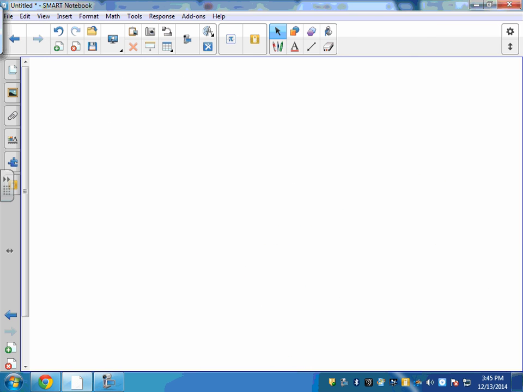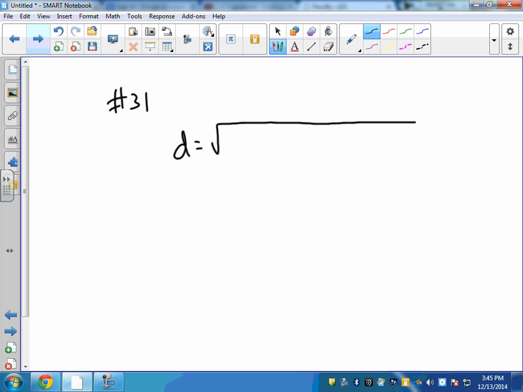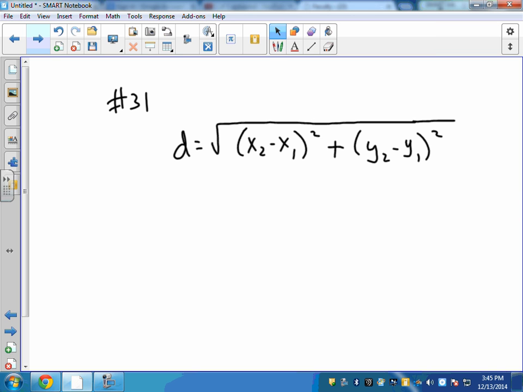Okay, so let's look at number 31. Here's the formula. It says D is equal to the square root, all of the stuff in here, x2 minus x1 quantity squared, and y2 minus y1 quantity squared, all under the radical sign. We have to explain what it means, including the variables. Well, this should scream at you. This is the distance formula.